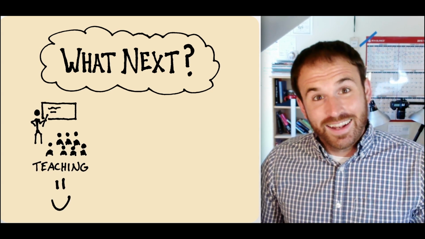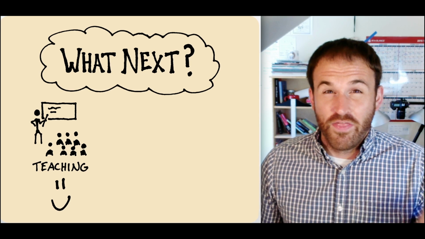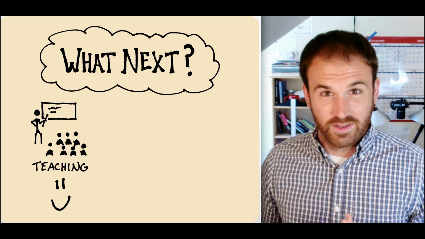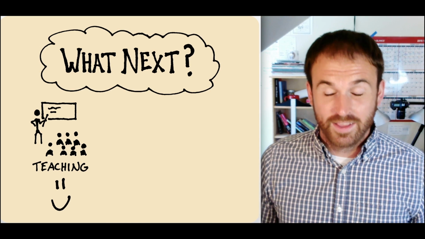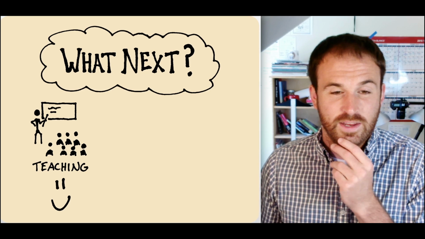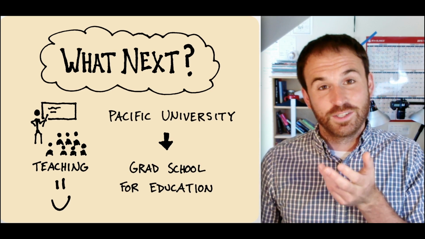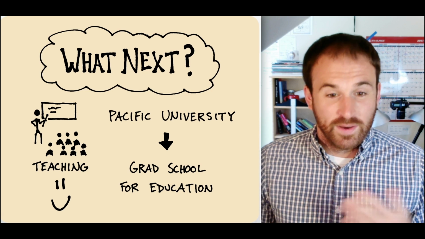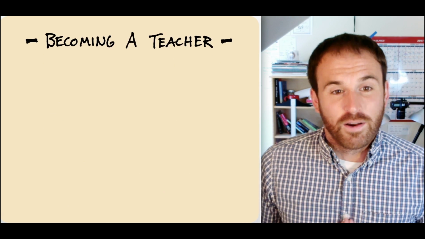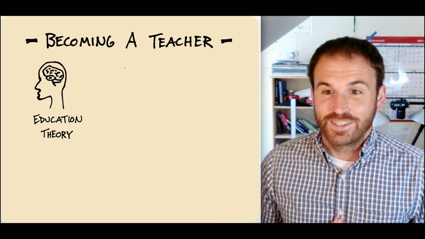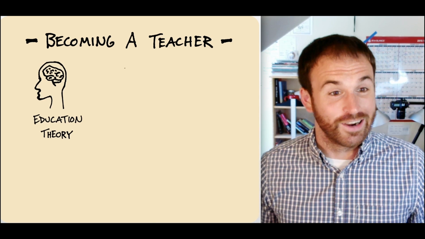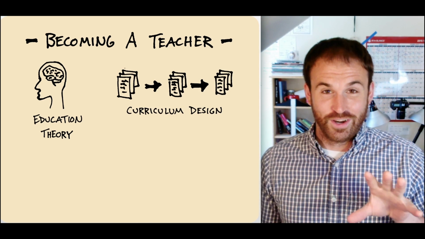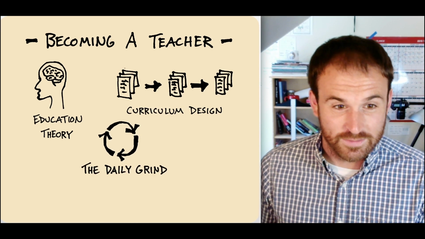I realized that I had liked the teaching component, and that had been a common theme throughout my life, even in high school and college, where I had done some tutoring along the way during those years. So I decided to attend Pacific University back in Oregon, went to grad school to get my Master of Arts in Teaching. So some of the things involved in becoming a teacher: learning a lot about education theory, curriculum design, putting together an educational experience.